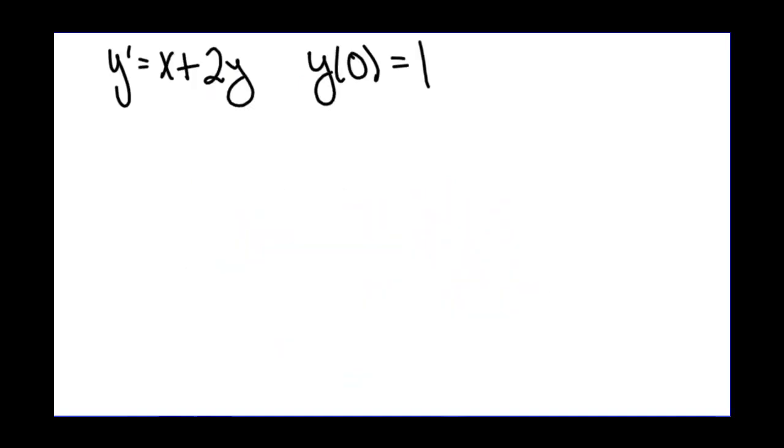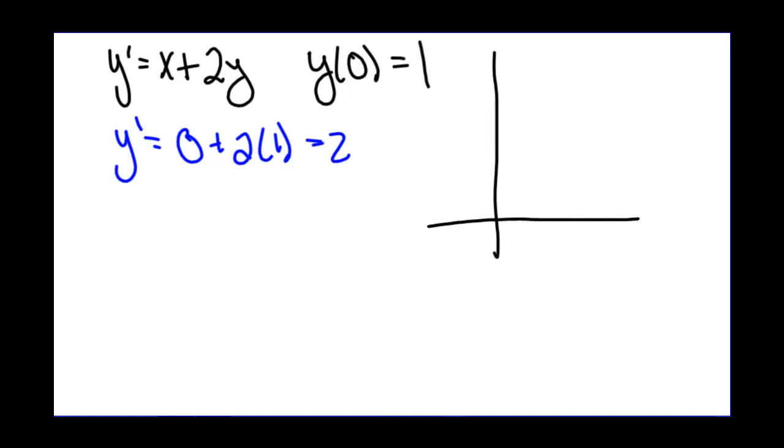Our numerical approach for approximating differential equations comes from the idea of direction fields. So if we had the differential equation y prime equals x plus 2y, and the initial condition that y of 0 equals 1, then this would tell us that our derivative at the point (0, 1) is 0 plus 2 times 1, which is 2. So drawing that on our graph, at the point (0, 1) we have a slope of 2.